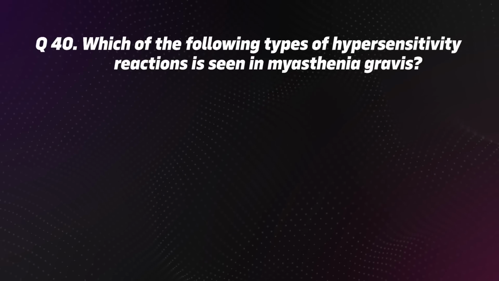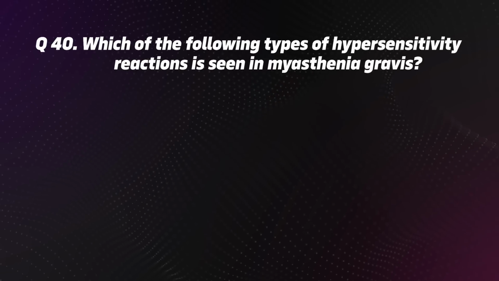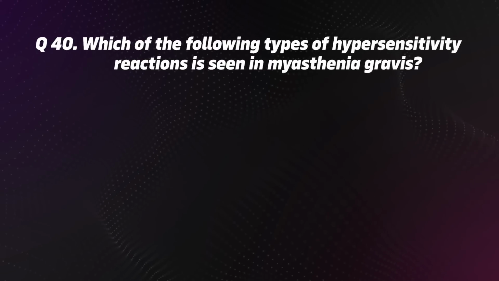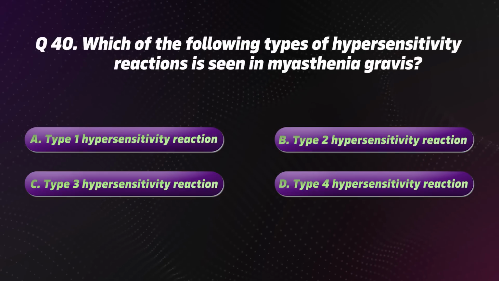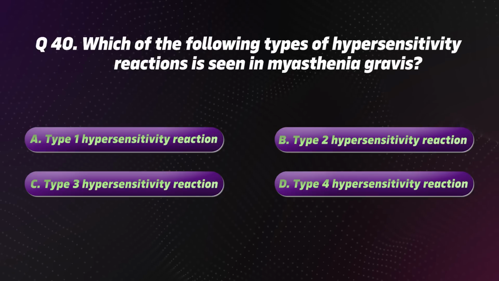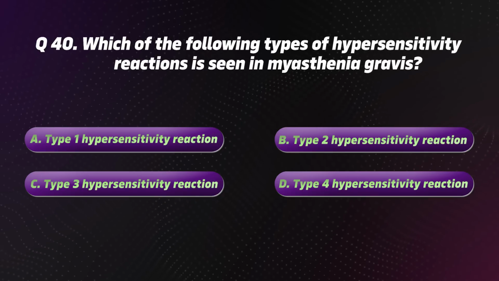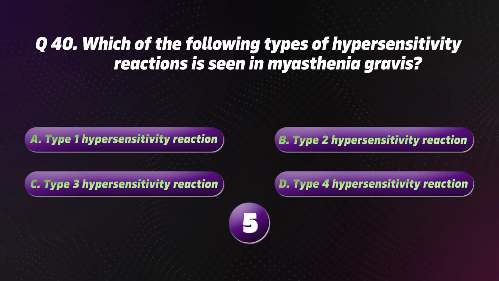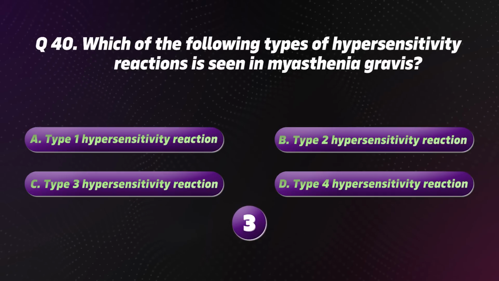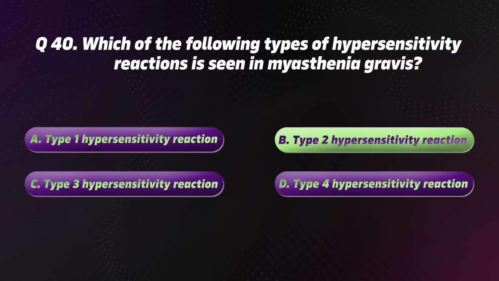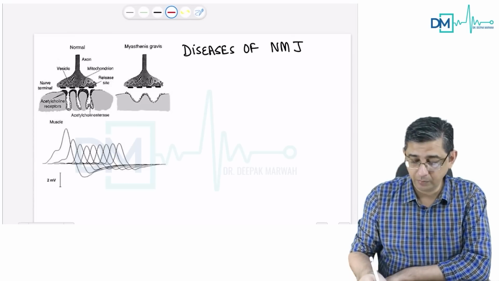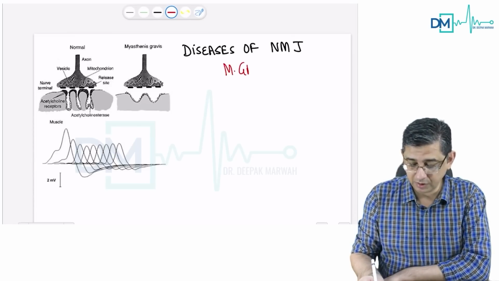Question 40. Which of the following types of hypersensitivity reactions is seen in myasthenia gravis? Here are the options. A. Type 1 hypersensitivity reaction. B. Type 2 hypersensitivity reaction. C. Type 3 hypersensitivity reaction. D. Type 4 hypersensitivity reaction. And the correct option is B. Type 2 hypersensitivity reaction. Here is the explanation. First on the agenda would be aspects related to myasthenia gravis, which is an example of type 2 hypersensitivity reaction.